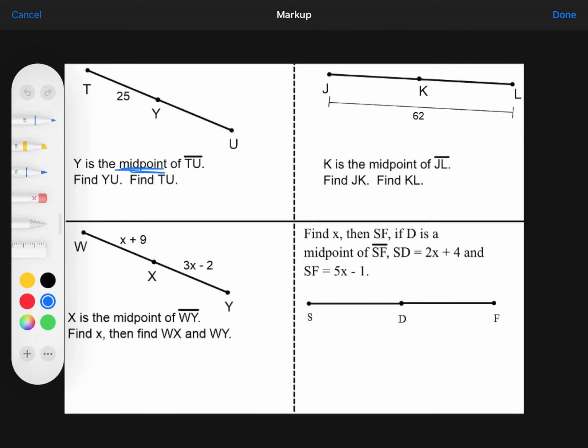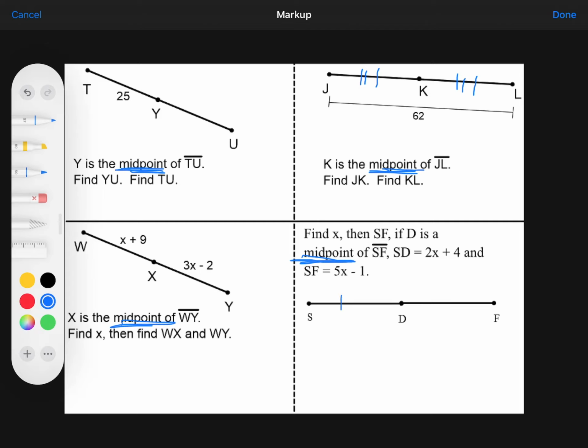The word midpoint that we see on all four of these problems means the same thing, and when everyone is first asked the definition of midpoint, they say, oh, it's a point in the middle. Well, what does it mean to be a point in the middle? Like in the top right picture, a point in the middle is the exact same distance from one of the endpoints to the other endpoint.